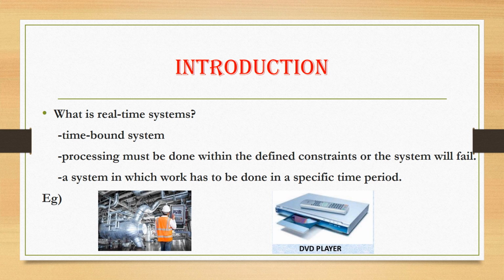Another example is a DVD player. A DVD player is also a real-time embedded system. If we press the play button on the remote, the video should immediately be played. If we press the stop button on the remote, the video should be stopped. Whatever button we press on the remote, the immediate action is performed in the DVD player. So this is also an example of a real-time system.